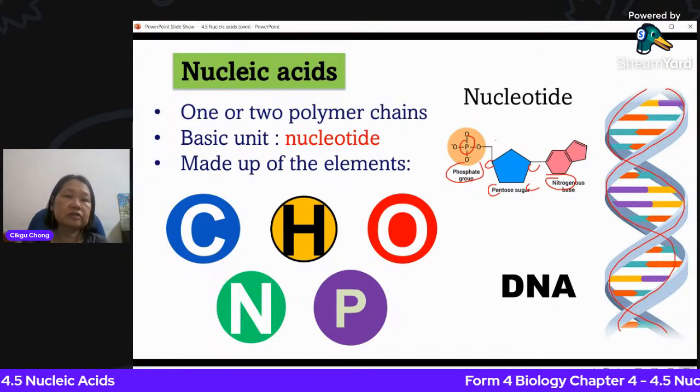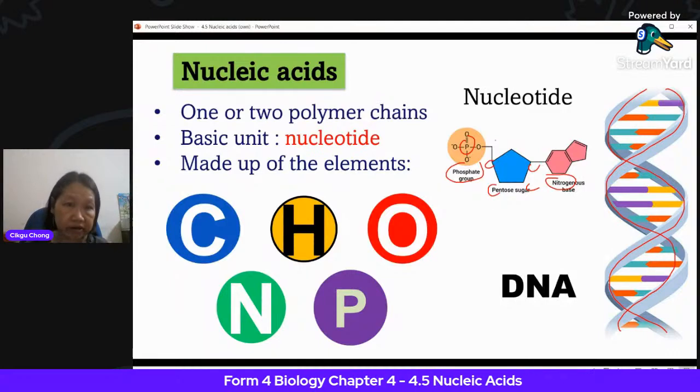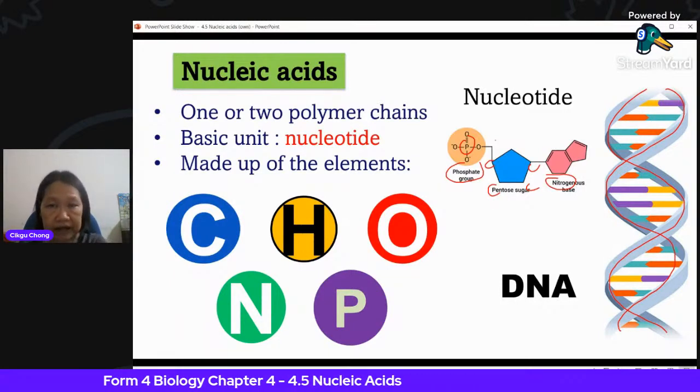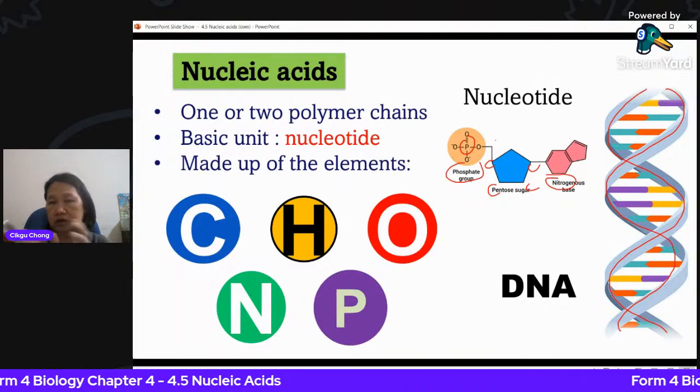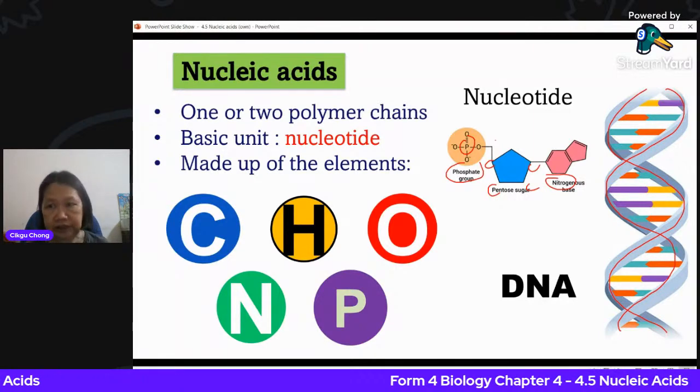All right, okay. So that is the basic unit. You need to recognize the basic unit of DNA or RNA is the nucleotide, which will be repeated in order to form the long chain. We call it the polynucleotide chain.